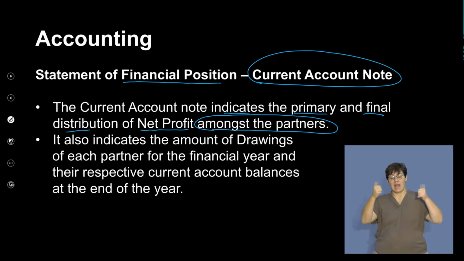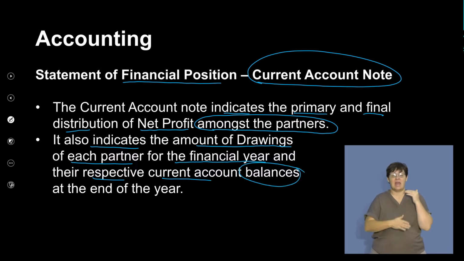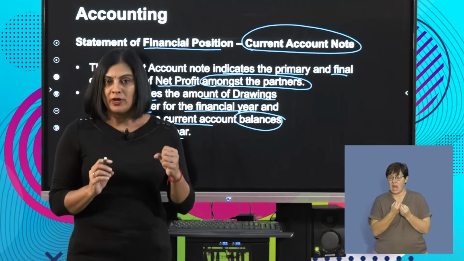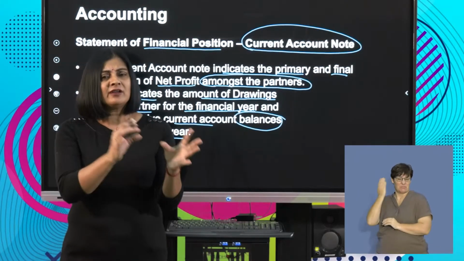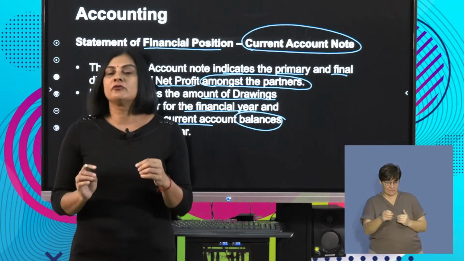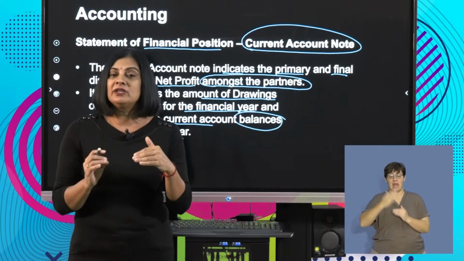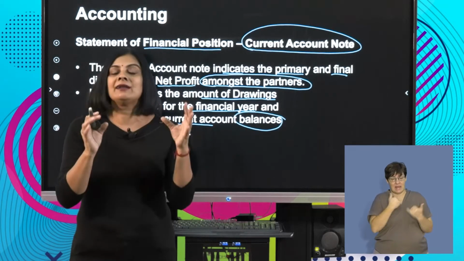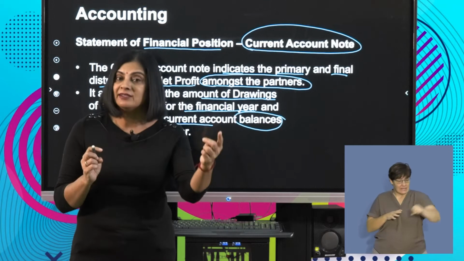Right, what else does the current account note indicate? It's also going to indicate the amount of drawings of each partner for the financial year and their respective current account balances at the end of the year. So in other words, drawings, how much for the year they've taken from the business, and then at the end of the year, remember we discussed this in the previous lesson, what you were entitled to take versus what you've taken. So for example, I was entitled to 100,000, I have taken 90,000, and at the end of the year, I end up with a balance of 10,000. That is my current account balance. Obviously, it's favorable because I haven't taken everything that I was entitled to take.